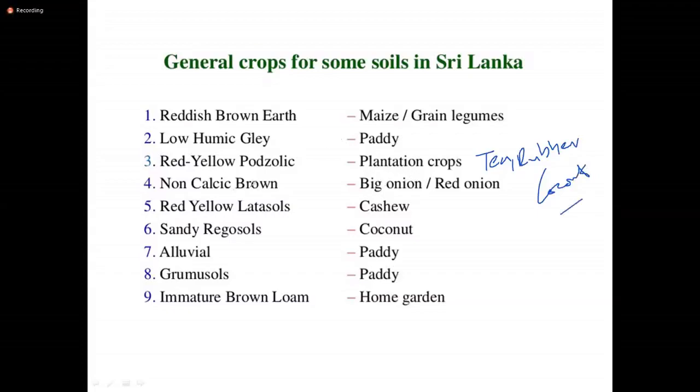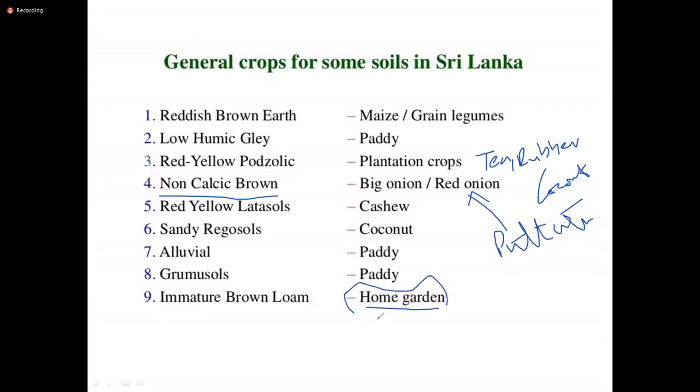If you look at non-calcic brown, it suits big onion and red onion. That's where the Puttalam and Kalpitiya areas are famous for red onion cultivation, right? Puttalam, you know, is a famous area. Red yellow latosol suits cashew, sand regosol coconut, alluvial paddy, solodized solonetz paddy, and immature brown loam home garden.